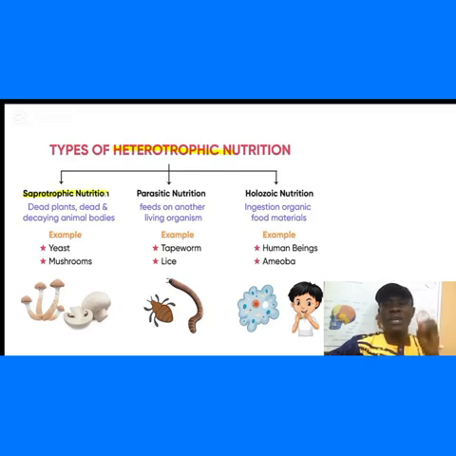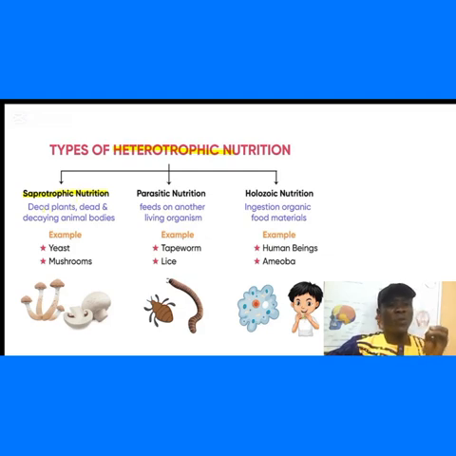In saprotrophic nutrition, the food will be outside, while the organism will secrete their digestive enzymes on that food that is outside, not inside their body. That enzyme will digest the food outside of the body of that organism, and the organism will now absorb the nutrients into its body. So that is what we call saprotrophic nutrition.